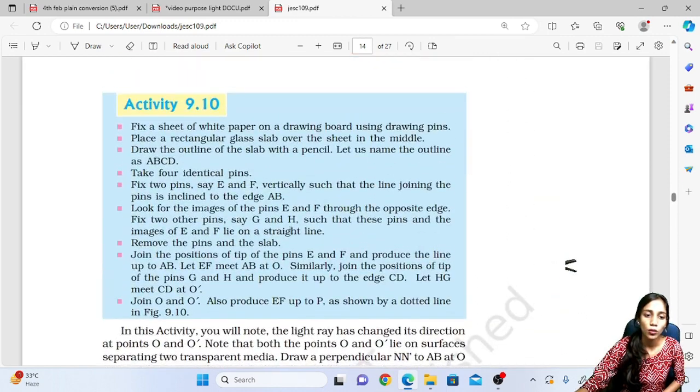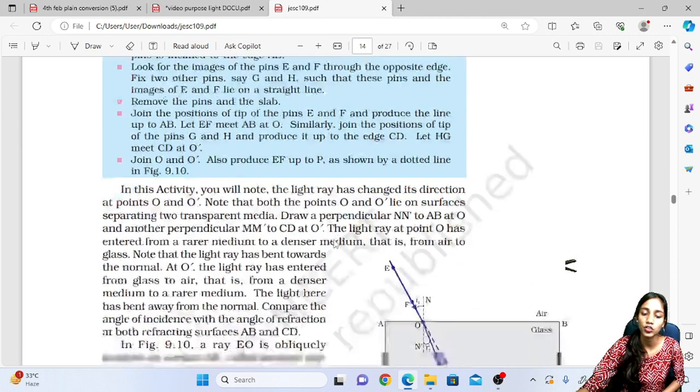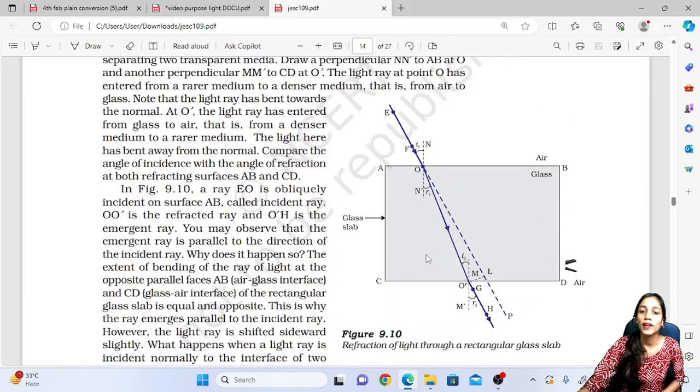So look for images of the pins E and F through the opposite edge. Fix the other two pins, say G and H, such that these pins and the images of E and F lie on a straight line. Wherever the original pins were, that is where the object is placed. Now the image is formed on this side, so for both the pins the respective images will be G and H. They are placed on the other side.